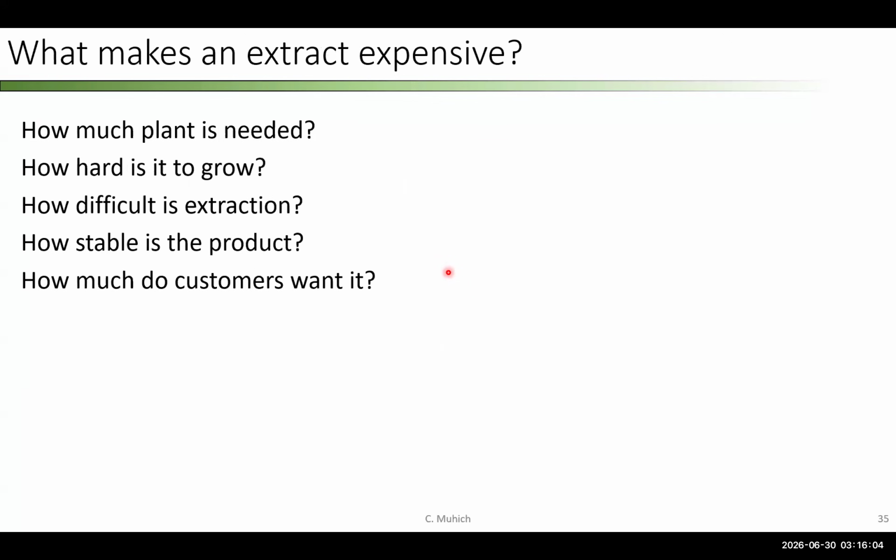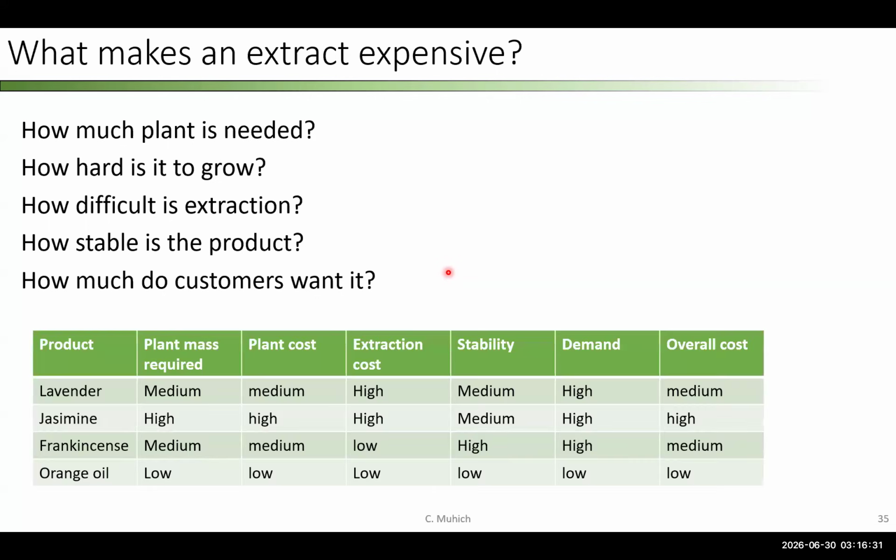So let's go back and think about what makes different extracts and compounds expensive. And we can generally think about this in 5 different concepts. How much plant is needed? How hard is it to grow? How difficult is the extraction? How stable is the product? And how much do customers want it? I'd like to go through just a few examples to get you thinking about this.